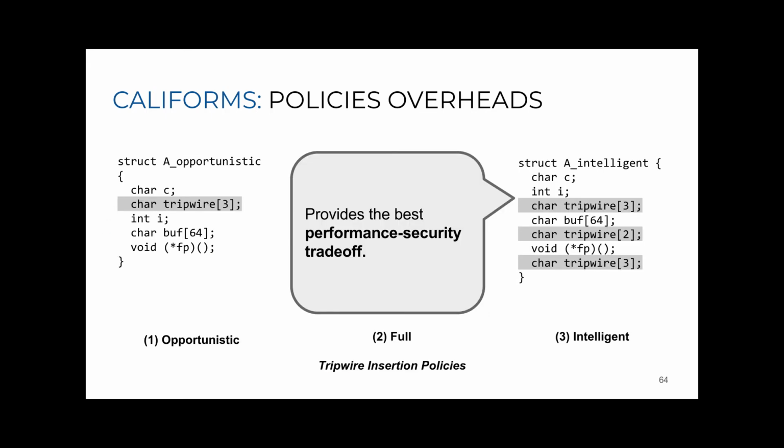So, as the results show, the intelligent policy provides the best performance security trade-off, as it can protect all the security critical fields with less than 2% performance overhead. Now, let's talk more about the security benefits of Califorms.